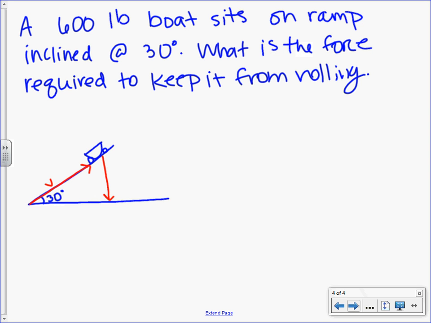Okay. So let's talk about the force of the boat. What is this vector? 600 times... straight down, it's 600 times. So negative 600 up, because it's pulling down, right? Okay, let's talk about this vector right here.